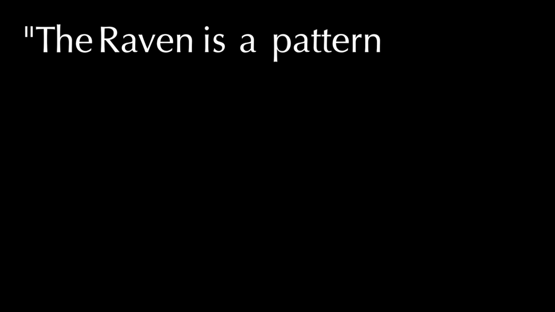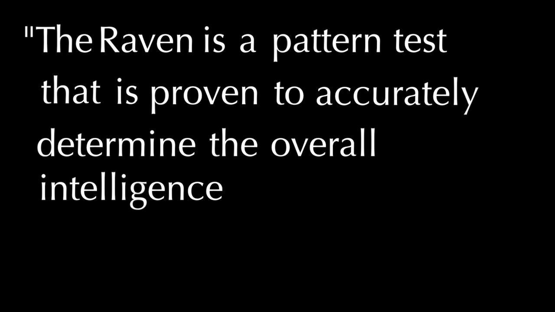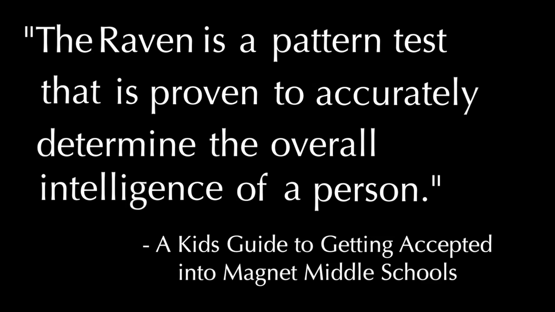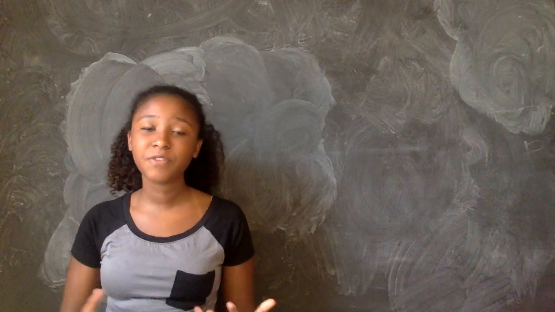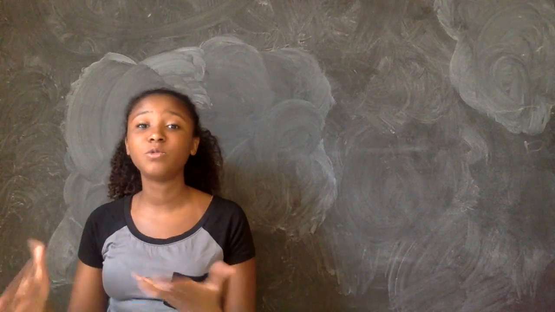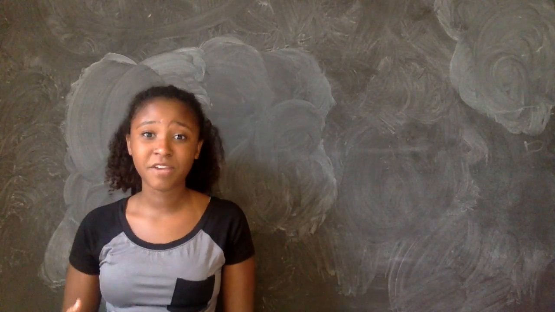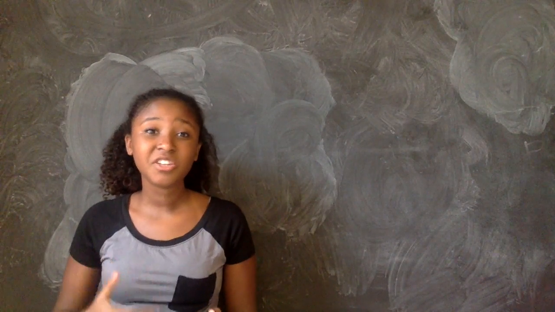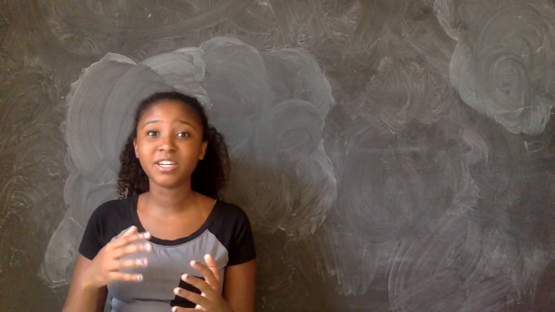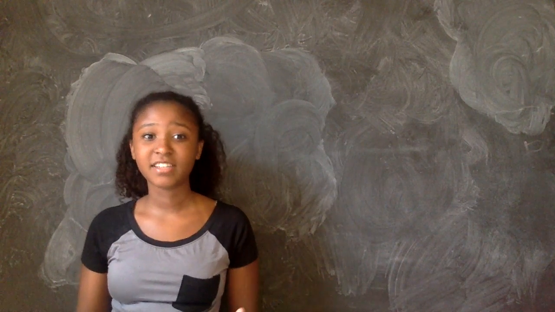The Raven is a pattern test that is proven to accurately determine the overall intelligence of a person, as I say in the book. In this video, we will be talking about the Raven test, specifically the different types of patterns that you will see on it. So many people try to tell you that you cannot study for the Raven. I think this is completely untrue. If you study each type of pattern well enough so that you can recognize it at a glance, you will be able to do so much better on the test.